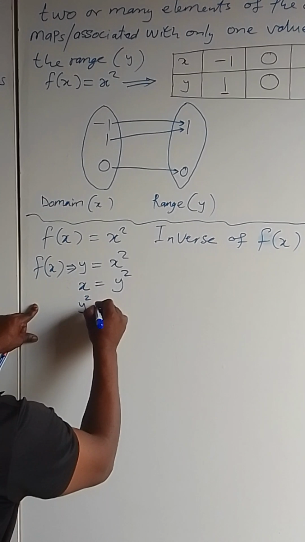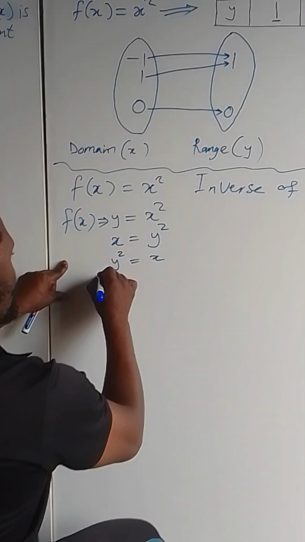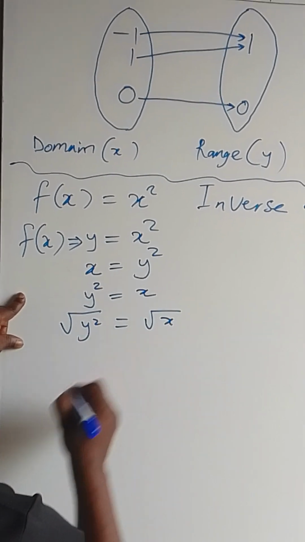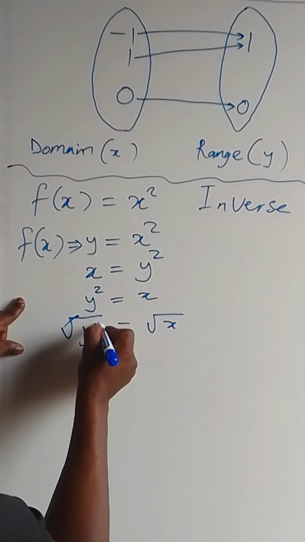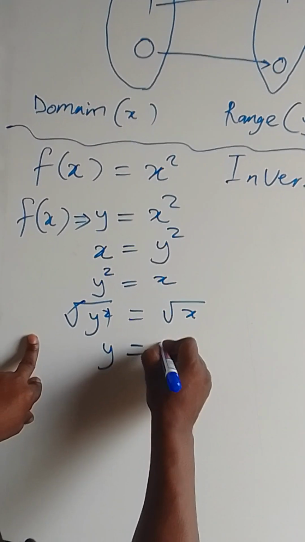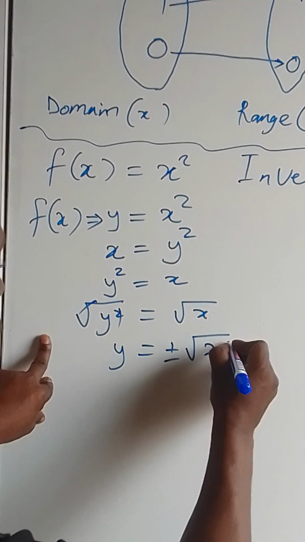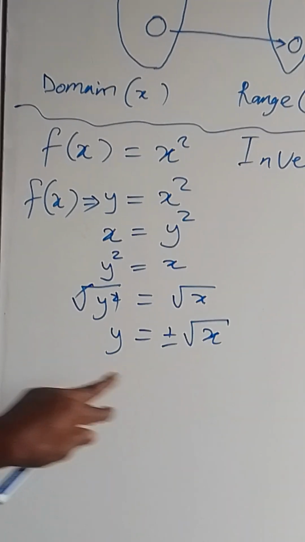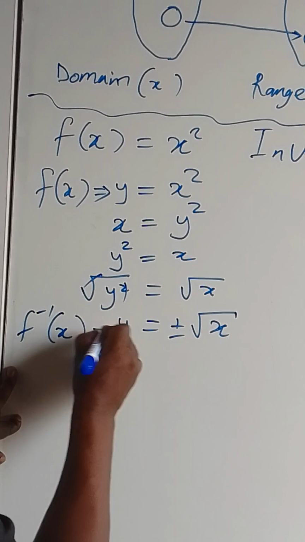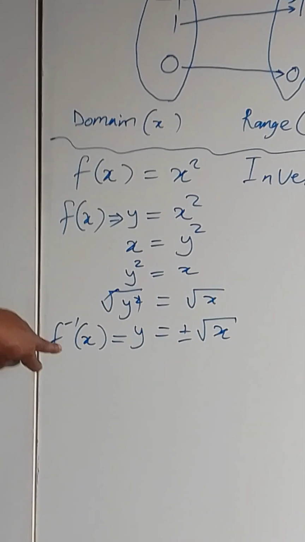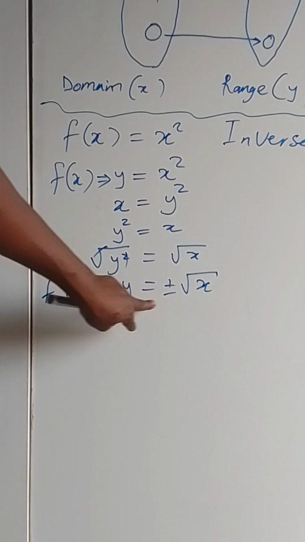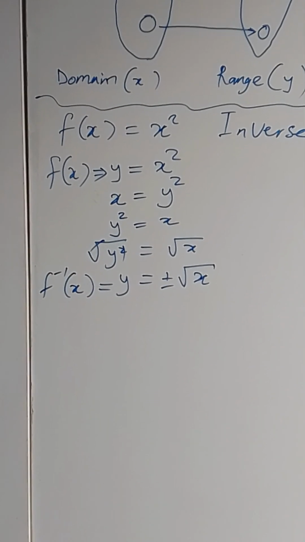Then y squared is equal to x, then the square root of y squared is equal to the square root of x. You cancel the square with the square root, you are left with y equals plus or minus the square root of x. Now this is in the form of the inverse function, f inverse of x equals plus or minus the square root of x.